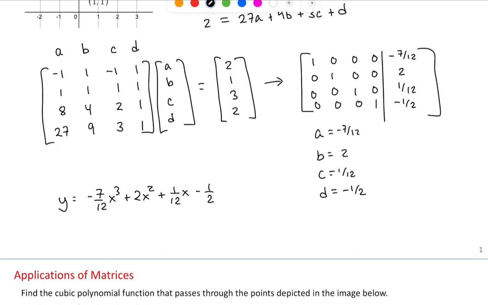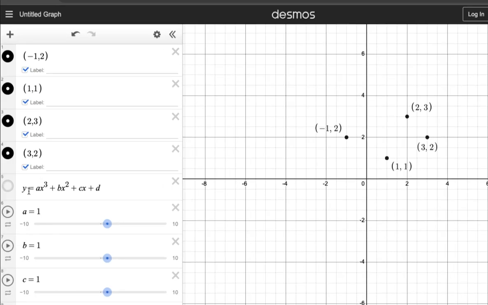Now what I've done is I've graphed these points in Desmos. I graphed the equation y equals ax cubed plus bx squared plus cx plus d, and I added sliders for all of these coefficients. I'm going to reveal that graph, and then one by one I'm going to change the values of a, b, c, and d to what we found.